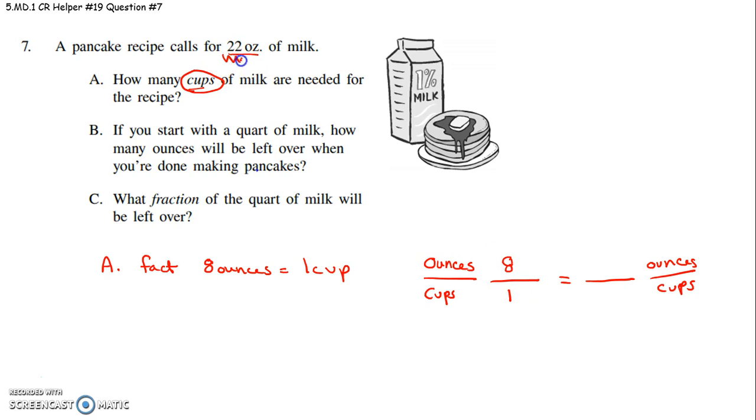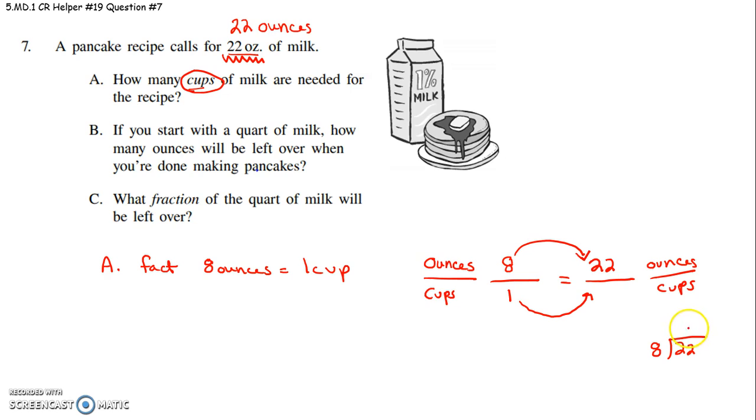Then we take our information from the problem. This OZ stands for ounces. So 22 has to go on top because I put the ounces in the numerator. So now I have to say 8 times what is 22? That'll tell me what to multiply the 1 by. So to figure out 8 times what is 22, I would have to do 22 divided by 8.